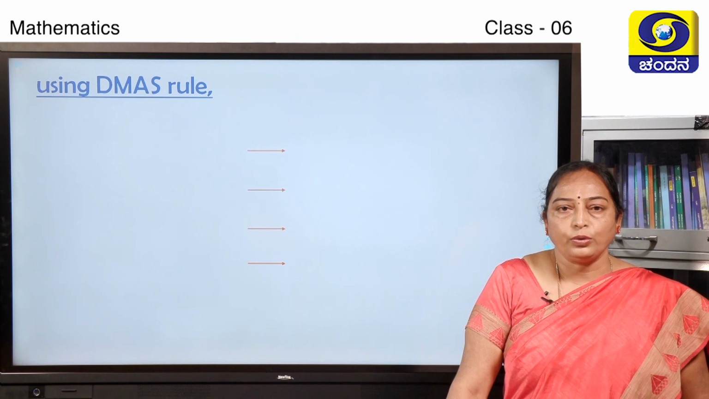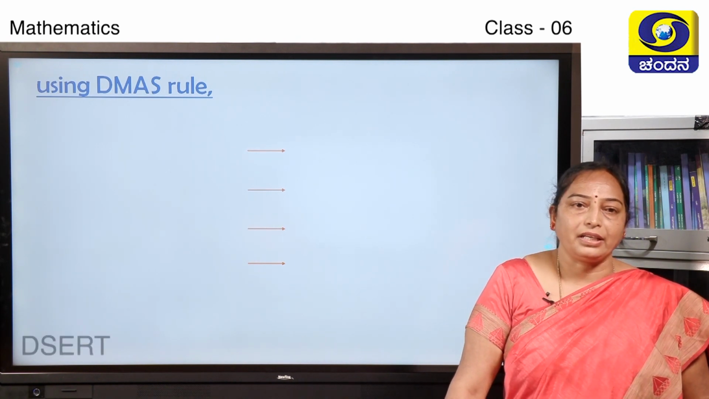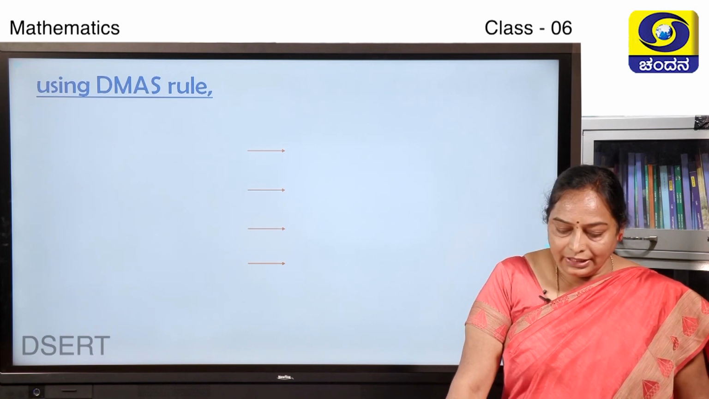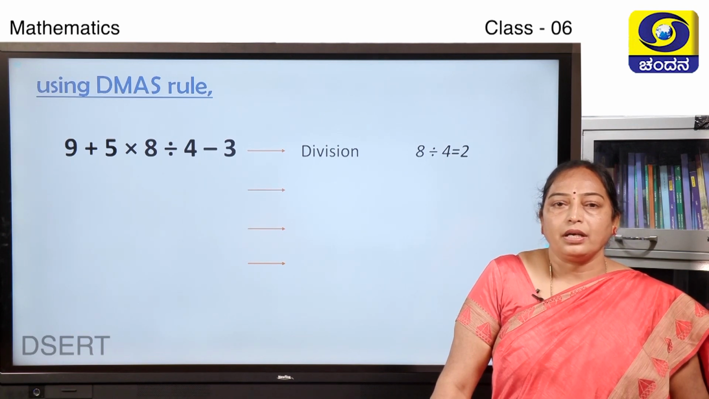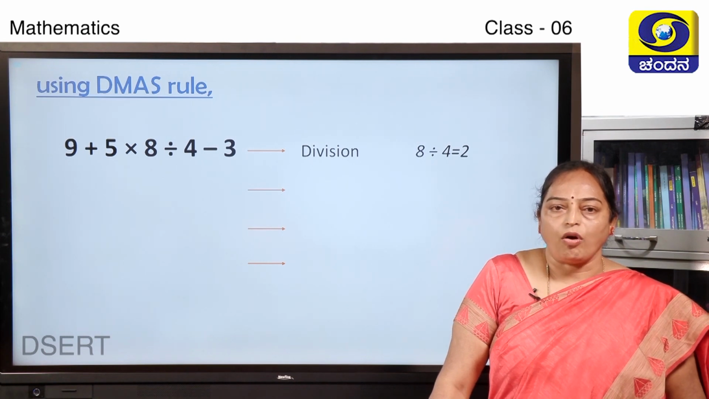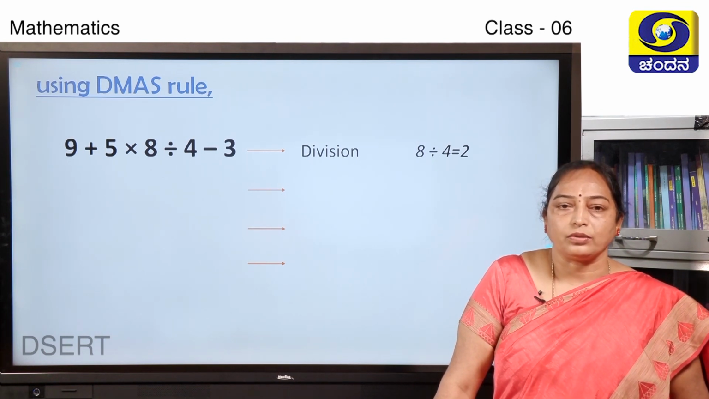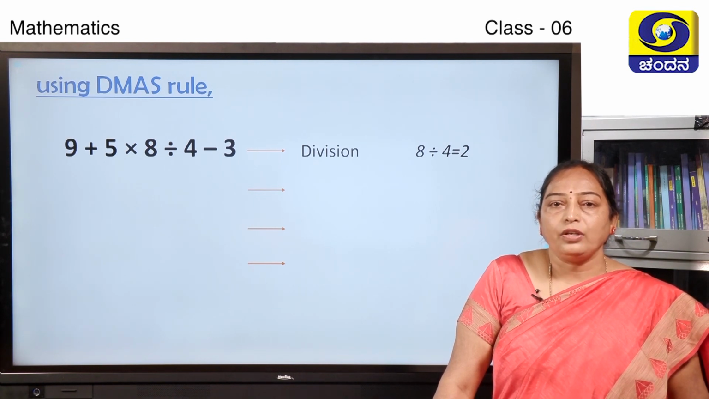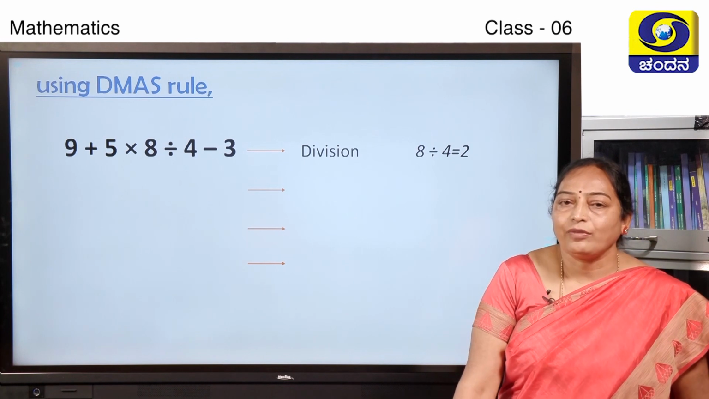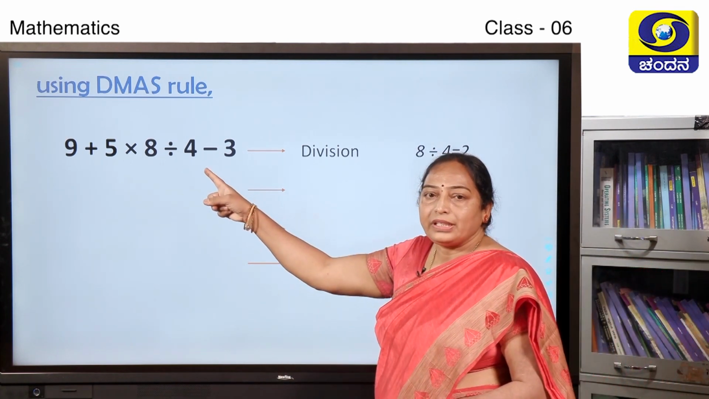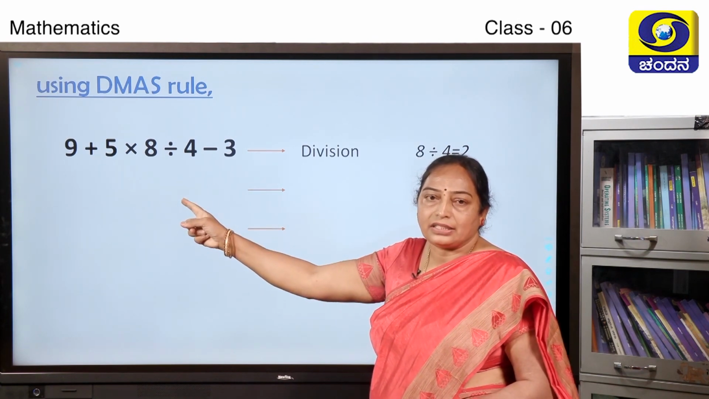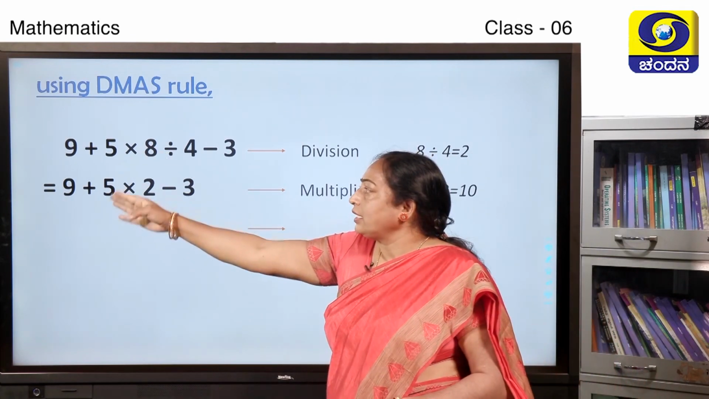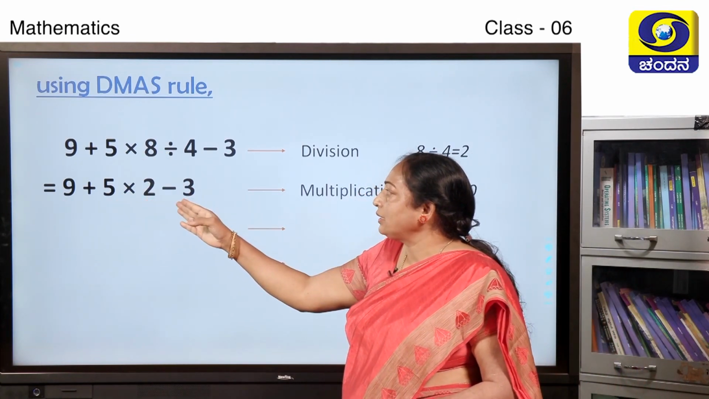Let us see how to use the rule in mathematical operations or mathematical sums. Let us see how to solve the expressions by using the BODMAS rule. Here, according to BODMAS rule, there are no brackets and of. We should use only DMAS rule. DMAS means first we use division. Here 8 divided by 4. 8 by 4 is 2. 4 ones are 4, 4 twos are 8. The quotient 2 is taken as the answer. Again write as it is, 9 plus 5 into 2 minus 3.